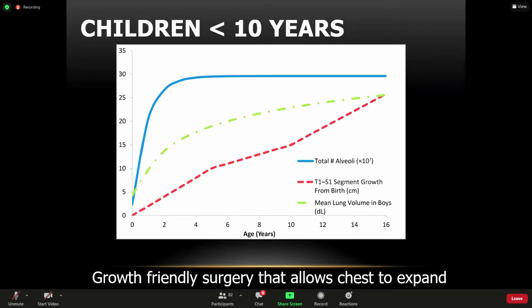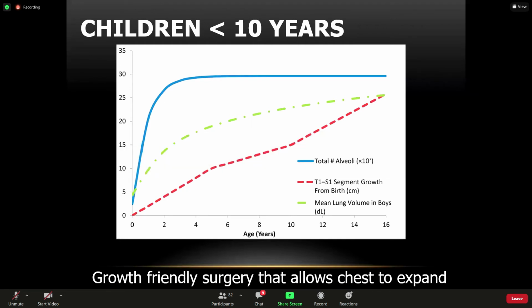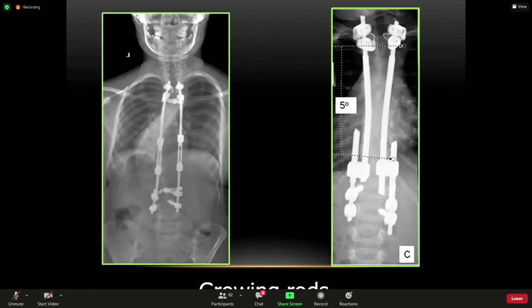So at that age, if you do a complete fusion surgery, like in the older children, the lungs don't mature as much. So they need a growth-friendly surgery that allows the chest to expand and the lungs to mature and the growth of the thoracic cavity to happen along with correction of the scoliosis. So we have few options for them.